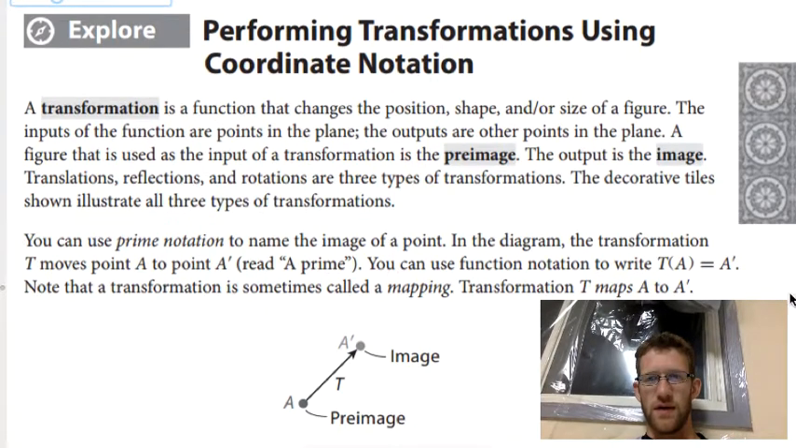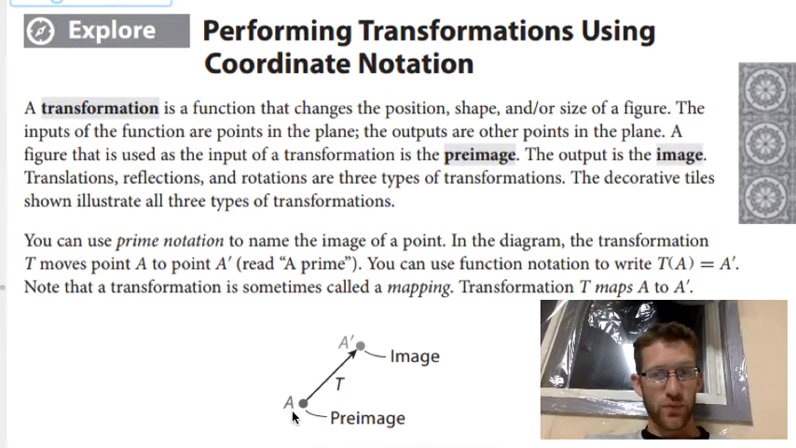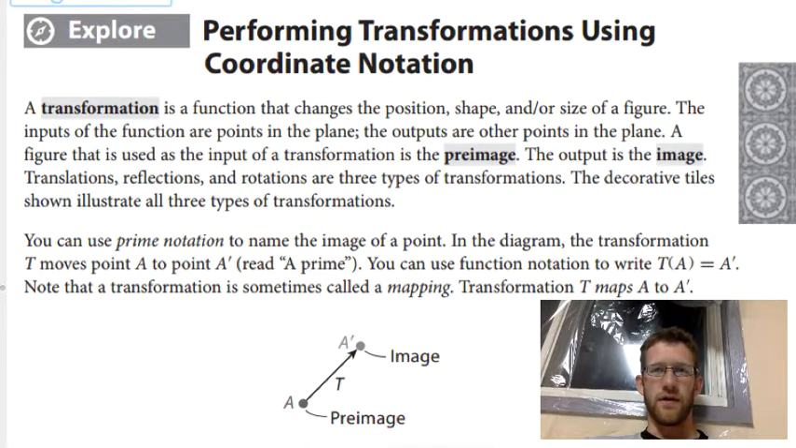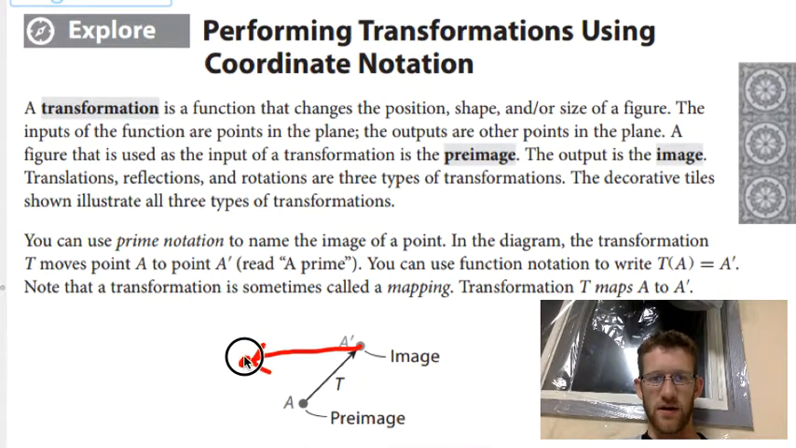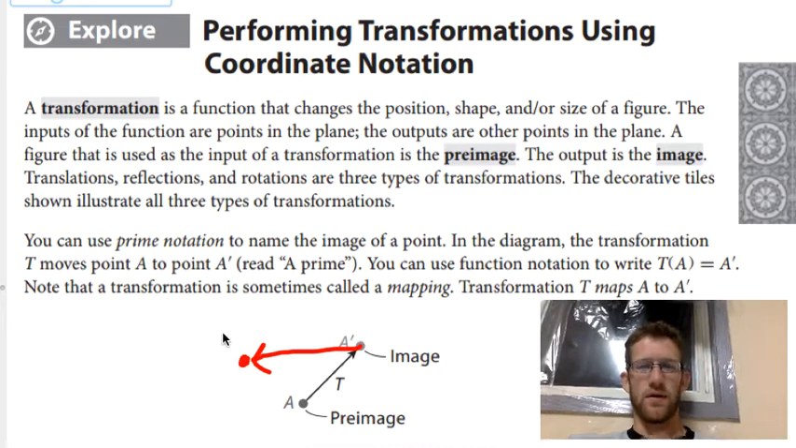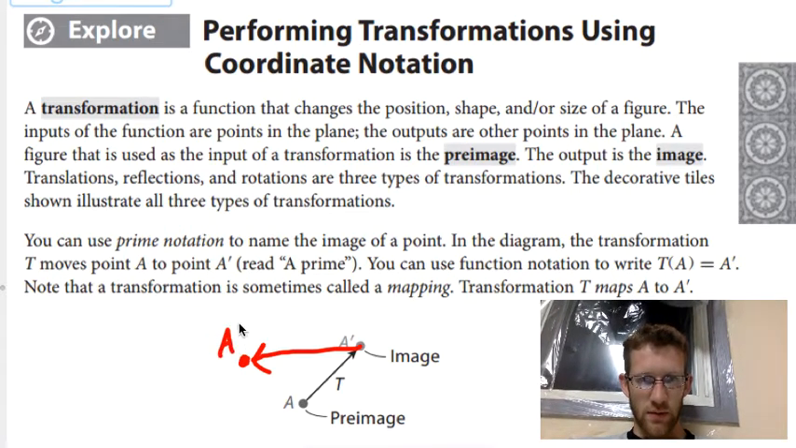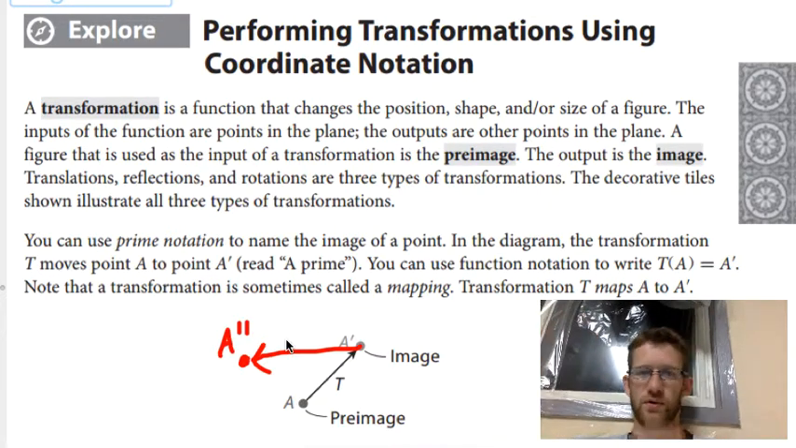Of note here, we can use these little prime tick marks. The original pre-image will be just a plain old A. Once we transform it into an image, we'll have a little tick mark here, so it's sometimes called A prime. We can go even further here. Let's say I do another transformation of some sort. I'll just move it over here. What's the name of this point? Well, it's A prime, and then I did another transformation, so it's A double prime. Whoa, cool.